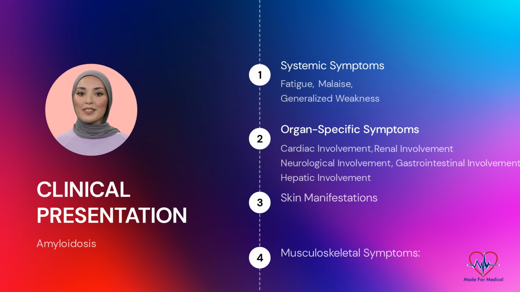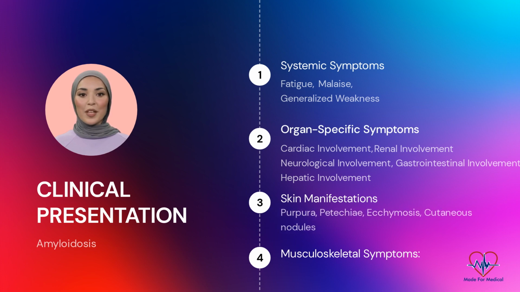Skin manifestations. Purpura, bruising or purple-colored spots on the skin. Petechiae, tiny red or purple spots caused by bleeding under the skin. Ecchymosis, larger areas of bruising. Cutaneous nodules, firm, raised skin lesions.